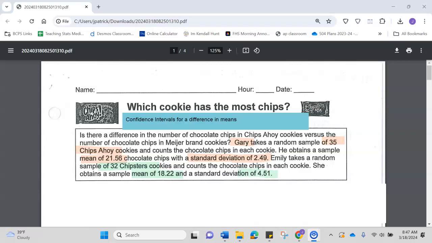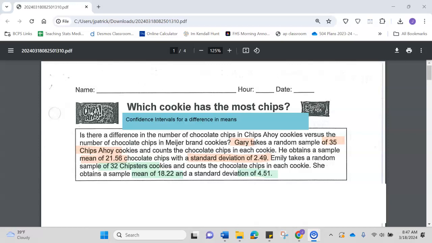So again, when we create these confidence intervals, we're going to be looking for whether or not there's a difference. We've already talked about an interval that contains 0 versus an interval that doesn't contain 0. But we get to look at that again today with this example. It's just that some of the formulas to get there are going to be a little bit different from last class. So let's first start by getting organized.